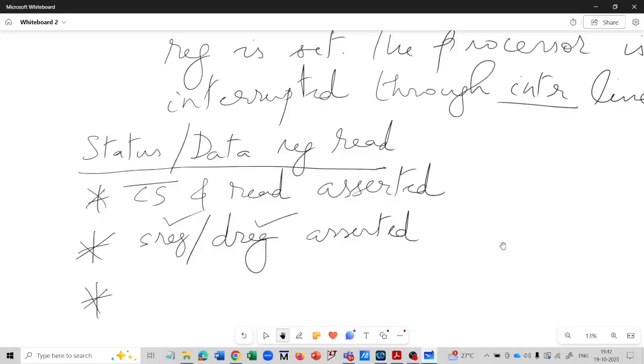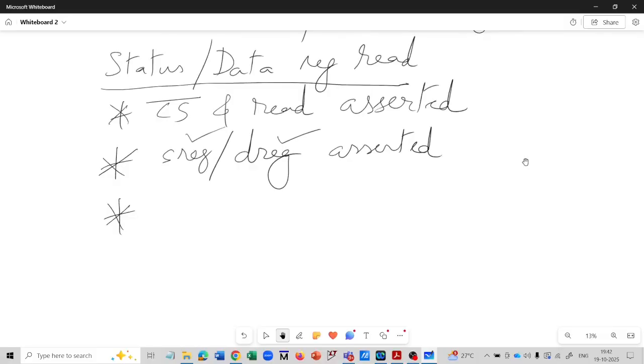We have seen that the status register and data register are assigned dedicated addresses in the memory map, and when these addresses are placed in the address bus of the processor, the corresponding select signals, either SREG or DREG, are asserted by the decoding logic. So the assertion of these signals is beyond the scope of the design of the interface controller. Now, when the interface controller sees these signals, what is it expected to do?